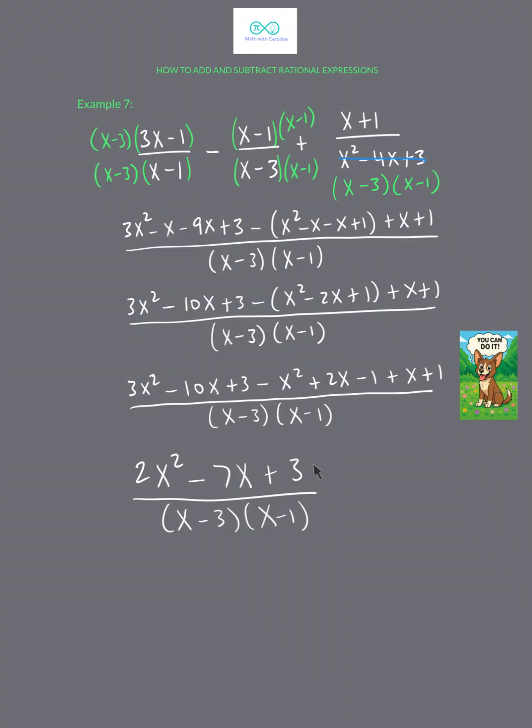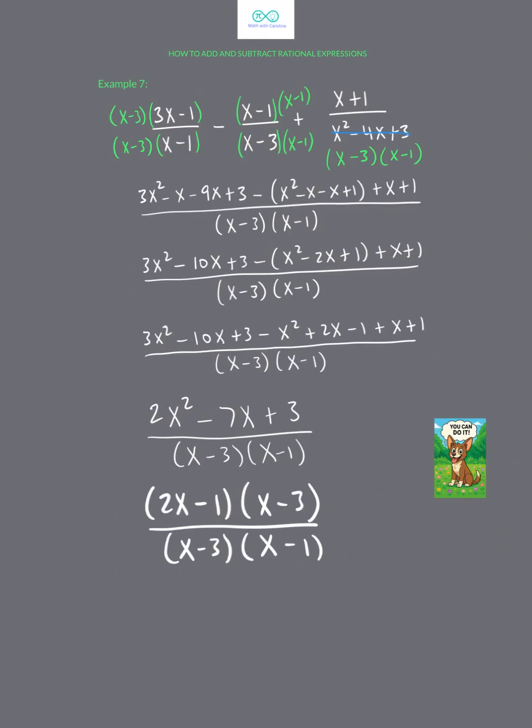So now we're ready to do what? Factor our numerator to see if we have any common factors between our numerator and our denominator. Go ahead and do that now. So this numerator factors into 2x minus 1 times x minus 3. And now we can see that we have a common factor of x minus 3. So we can divide that common factor out so that we have a final simplified answer of 2x minus 1 over x minus 1. And we cannot divide out anything further.